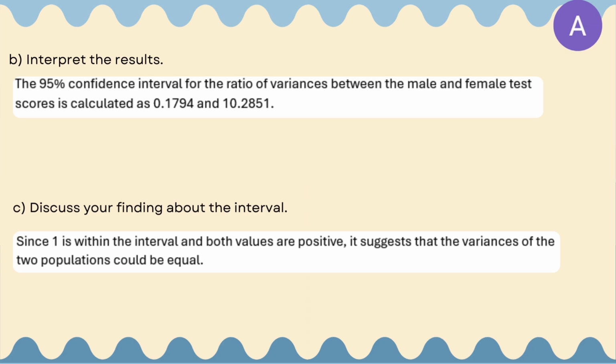The 95% confidence interval for the ratio of variances between the male and female test scores is calculated between 0.1794 and 10.2851. And as for C, discuss your finding about the interval. Since 1 is within the interval and both values are positive, which are 0.1794 and 10.2851, it suggests that the variances of the two populations could be equal.